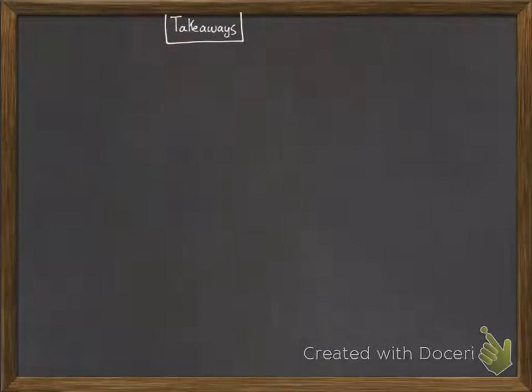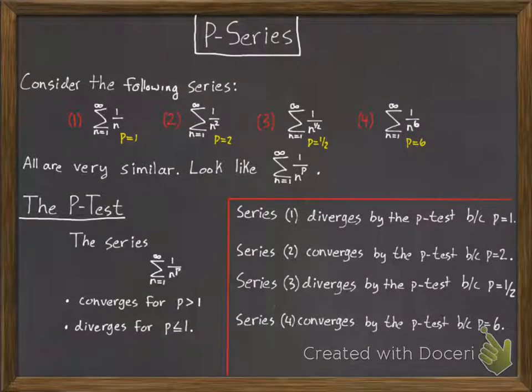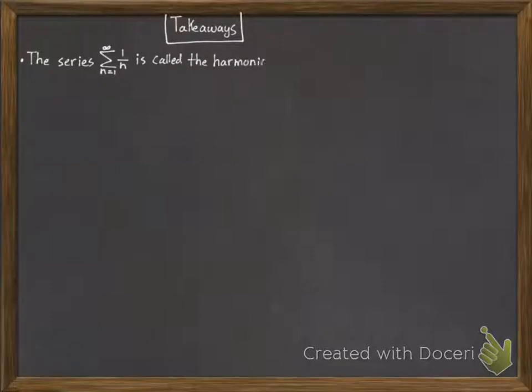Some important takeaways from this video. First one has to do with this series right here, the sum from n equals 1 to infinity of 1 over n. That series has a very important name. That's called the Harmonic Series. And what do we know about this series? Well, it's a p-series. We've got p equal to 1. So that means it diverges. The Harmonic Series diverges.